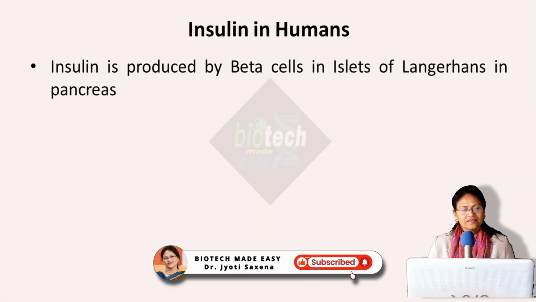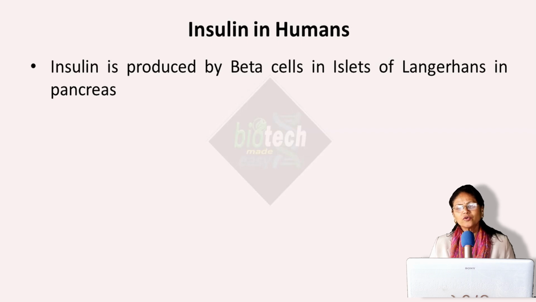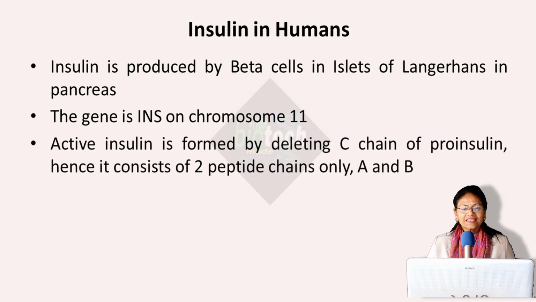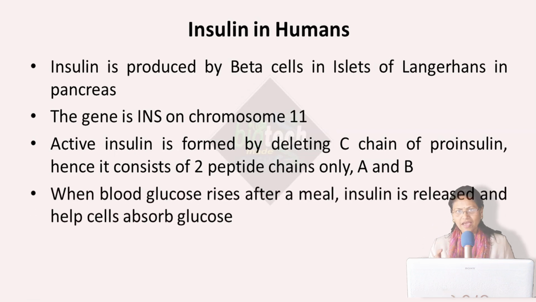In humans, insulin is produced by the beta cells, which are located in the islets of Langerhans in the pancreas. The gene responsible for producing insulin is located on chromosome number 11 and is known as the INS gene. Active insulin is formed from proinsulin, which has a different structure. It has 3 peptide chains, A, B and C. C is the middle one, and it has to be eliminated for the formation of active insulin. So active insulin has only 2 chains, A and B.